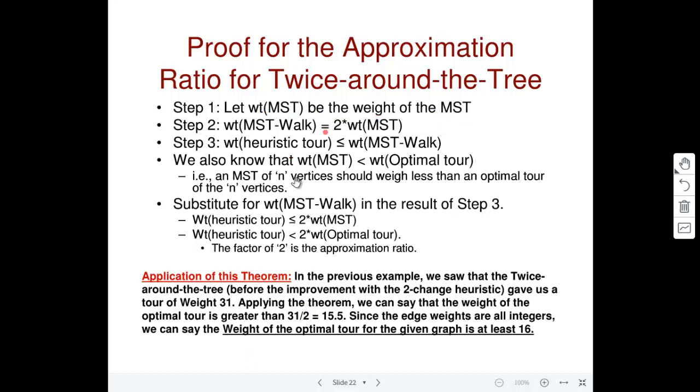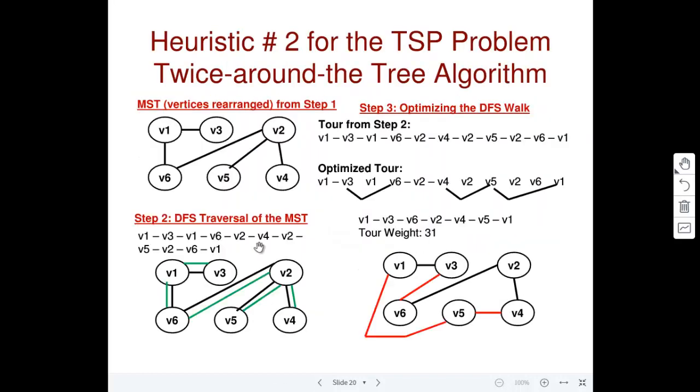Now the second step, what we just did is we ran depth first search on the minimum spanning tree and obtained what is called the DFS walk, right? So once we got the minimum spanning tree, we ran depth first search on it and obtained this walk around the tree.